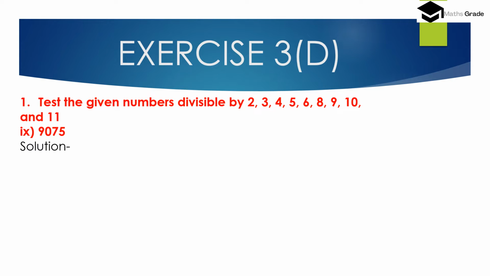Now question number 9. 9075. We have to check whether the number 9075 is divisible by 2, 3, 4, 5, 6, 8, 9, 10 and 11 or not. First we will check whether the number is divisible by 2 or not. Divisibility of 2.